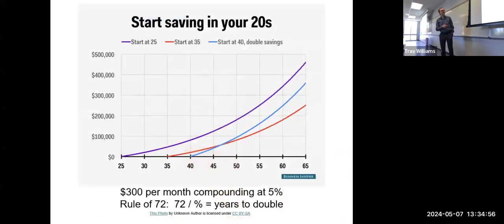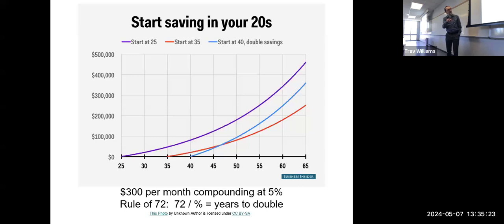Okay. Oh, this is the compounding interest slide. Okay. So this illustrates the power of that compounding interest. Let's say at age 25, you start putting $300 a month into an account that's paying you 5% interest and it's compounding. Okay. $300 a month. This is how that money would grow.